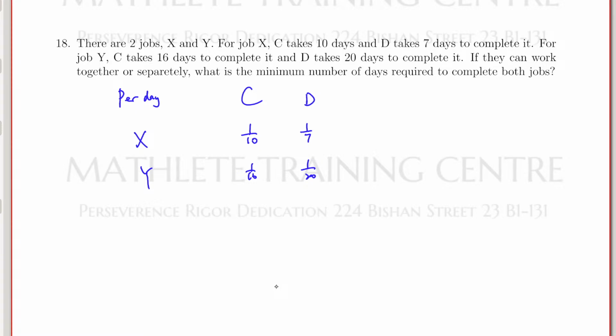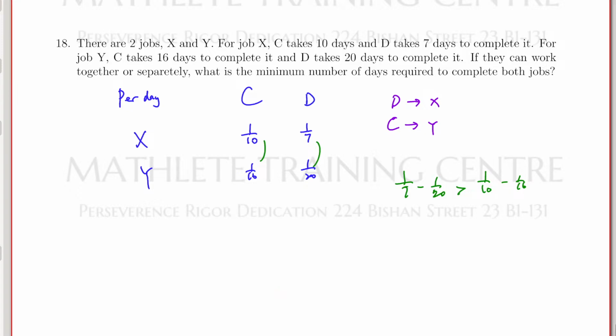Now, you want them to work together or separately, so who should do which job? If you notice, the idea is that I want D to do X, and then C to do Y. Why is that the case? Imagine I swap them around. Imagine I don't let D do X, I let C do X and D do Y. Then the difference is the difference between these two fractions. We can see that 1 over 7 minus 1 over 20 is actually a bigger fraction than 1 over 10 minus 1 over 16.